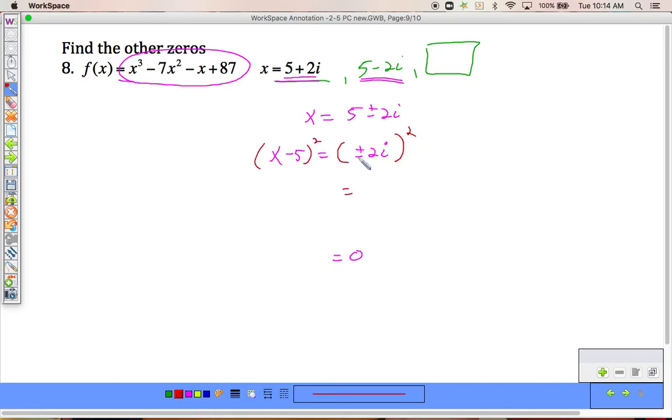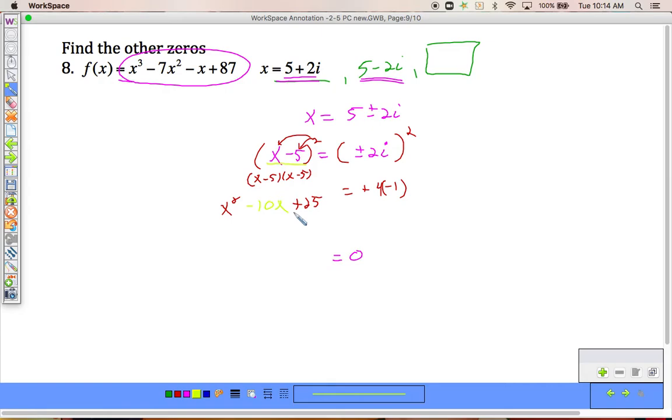When I square a positive and negative, it comes out to be positive. 2 squared is 4. i squared is negative 1. The left side, we need to FOIL. Or a shortcut is we square the first term, square the last term, then we multiply them together, which is negative 5x, and double it, we get negative 10x.